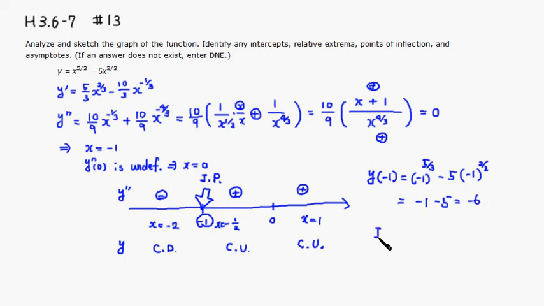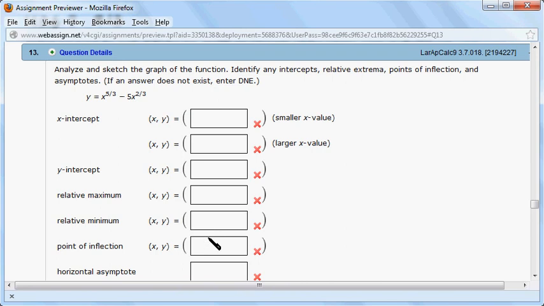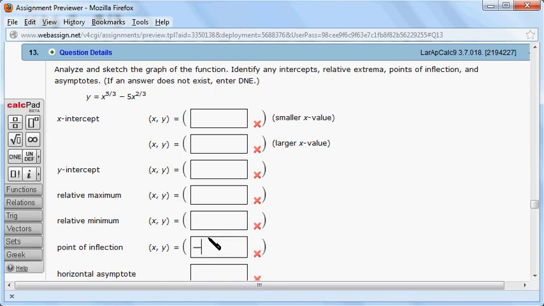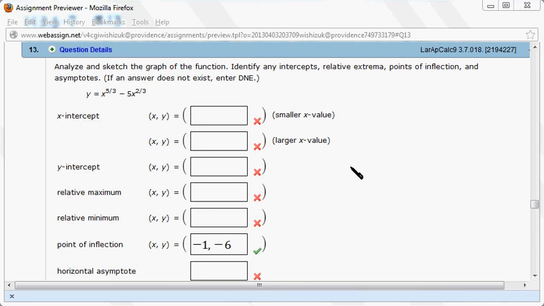So we found the one inflection point. The inflection point is -1, comma, -6. Let's check that. It's going to be -1, comma, -6. Let's check the answer. All right, it came back. We got the point of inflection correctly. All right, that's it. I hope that this was clear.